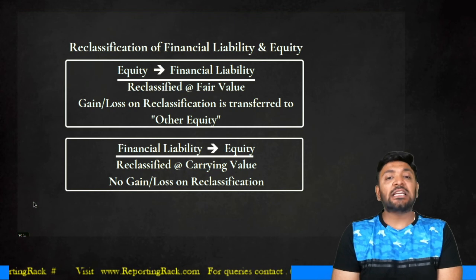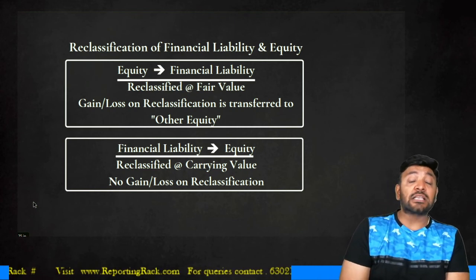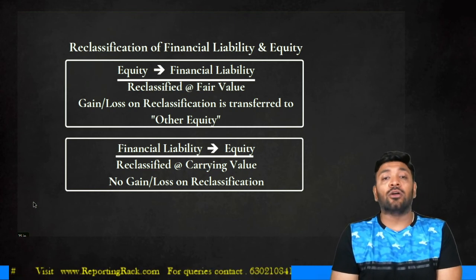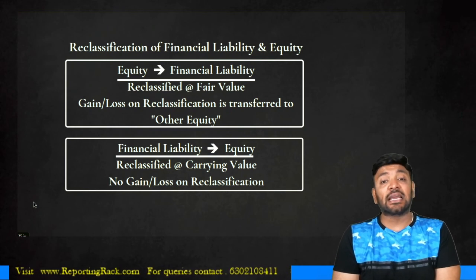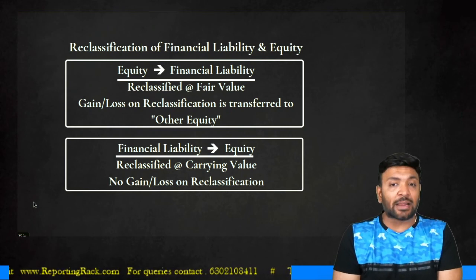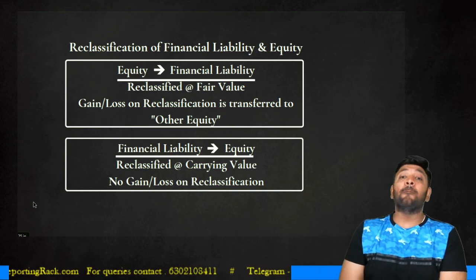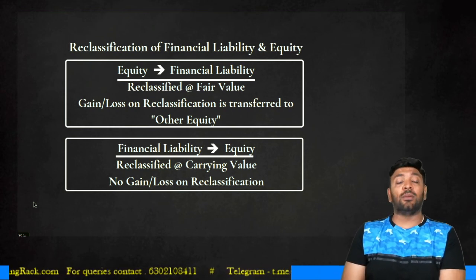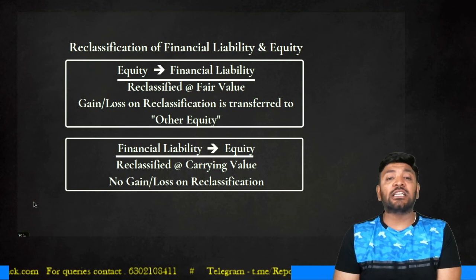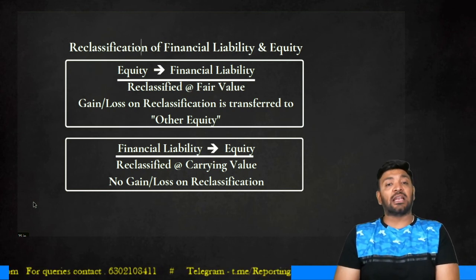It was initially a financial liability, but it has subsequently become an equity instrument, or the holder of the instrument has agreed to become equity at a later point of time. Initially, when I issued it, it was an equity instrument, but subsequently the holder of the instrument and the company have renegotiated so that they become financial liability.